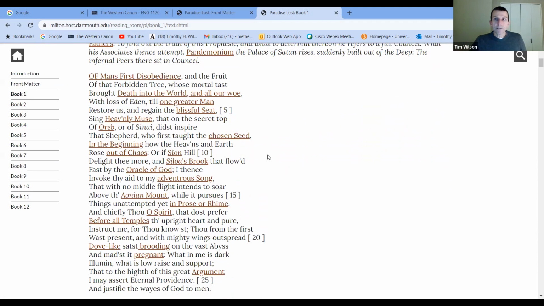So these are the opening lines. Remember the opening lines of the other epics we looked at. Virgil: of arms and a man I sing. Arma virumque cano, in Latin. Of arms and of a man. So one man.